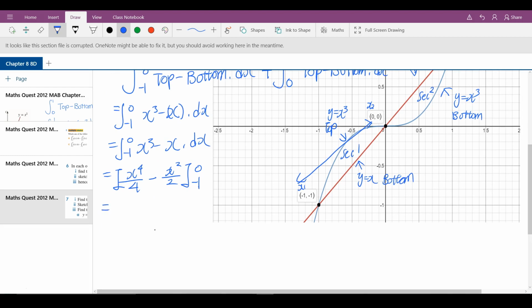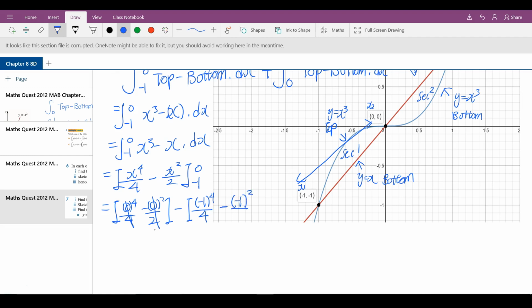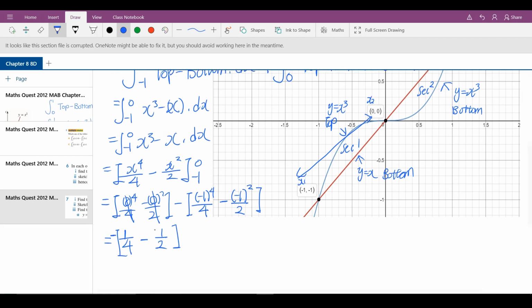So that would be 0 to the power of 4 over 4 minus 0 squared over 2. So everything becomes 0. Boom, boom, gone. Minus, -1 to the power of 4 over 4 minus -1 squared over 2. Now, -1 to the power of 4 is 1. So it's 1 over 4 minus, now -1 squared is still positive 1. So it's literally 1/4 minus 1/2. Remember the negative in front of our brackets here. So there's a negative sign there.